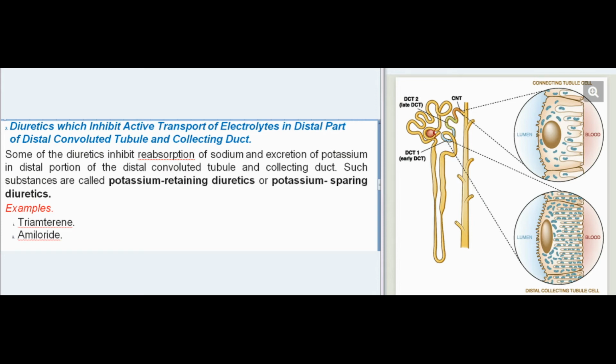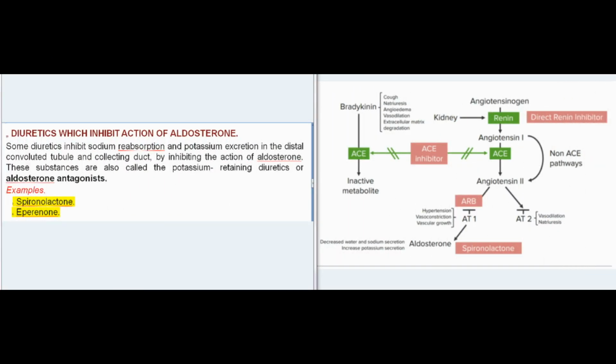duct. Some of the diuretics inhibit reabsorption of sodium and excretion of potassium in distal portion of the distal convoluted tubule and collecting duct. Such substances are called potassium-retaining diuretics or potassium-sparing diuretics. Examples: triamterene, amiloride. Diuretics which inhibit action of aldosterone.